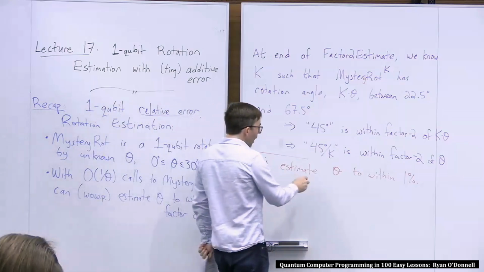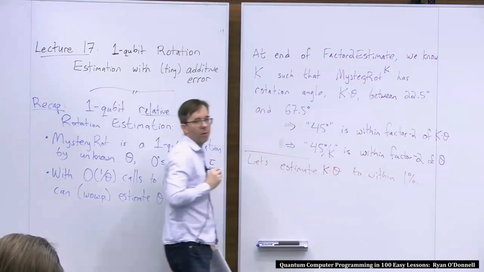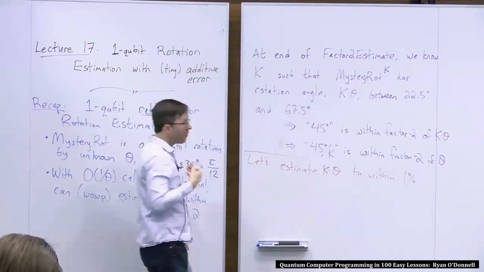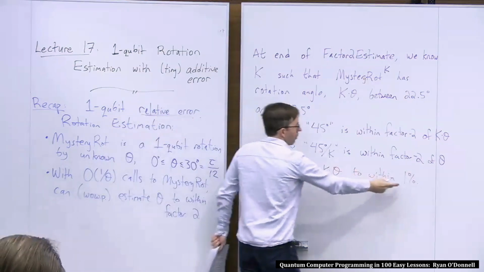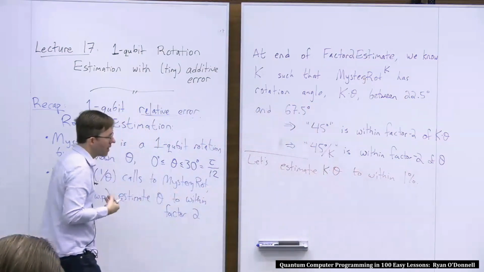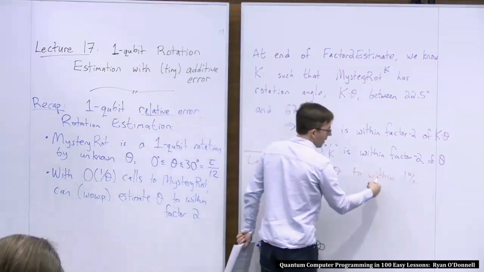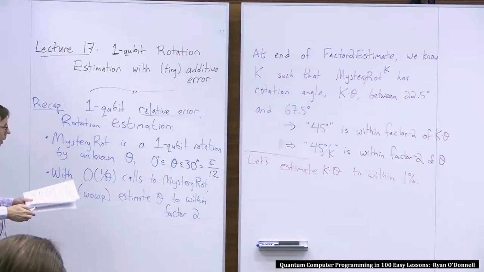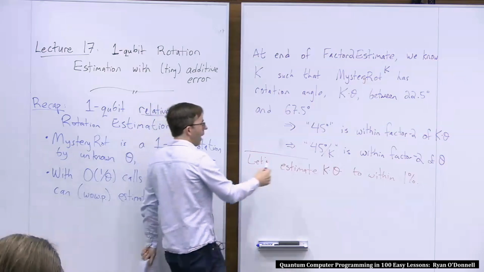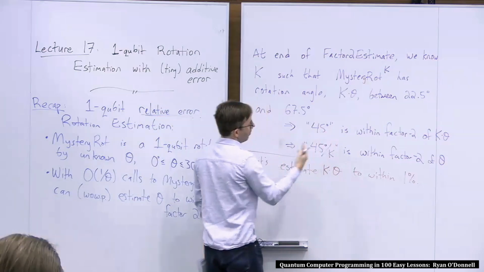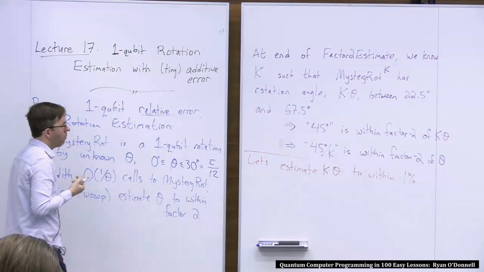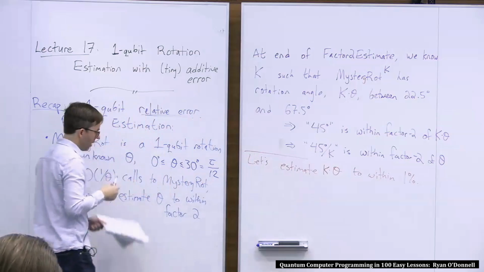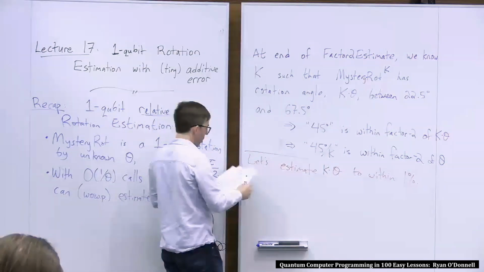So what we're actually going to do is estimate k times theta to within 1%, this sort of medium number. And that's fine for relative error, because if you estimate k times theta to within 1%, then you just divide that estimate by k, and you're estimating theta to within 1% as well, because, as I said, this is within 1% of the thing you're trying to estimate. And I claim that now that k times theta is a nice big number, around 45 degrees, it's not so hard to estimate quite precisely with a constant number of calls to this mystery rotator.